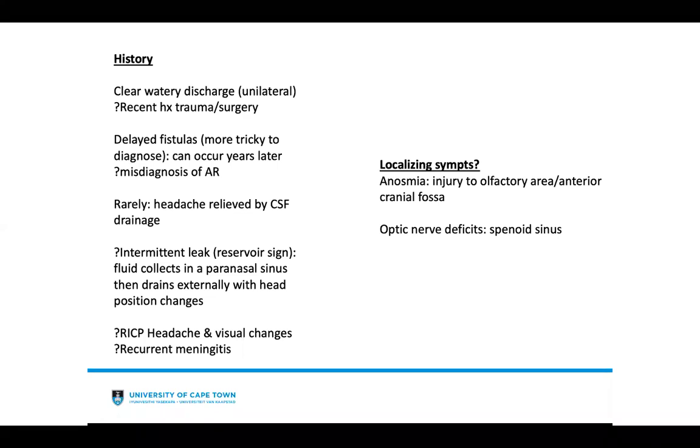You always want to ask about signs of raised intracranial pressure, so symptoms of headache and visual changes. You want to know, has this patient had meningitis before? Is this the second time it's happened, just to give you an indication? And then there might be some localizing symptoms related to anosmia, where there might be injury to the olfactory area. And obviously your optic nerve deficits might give you an indication that perhaps there's sphenoid sinus involvement.